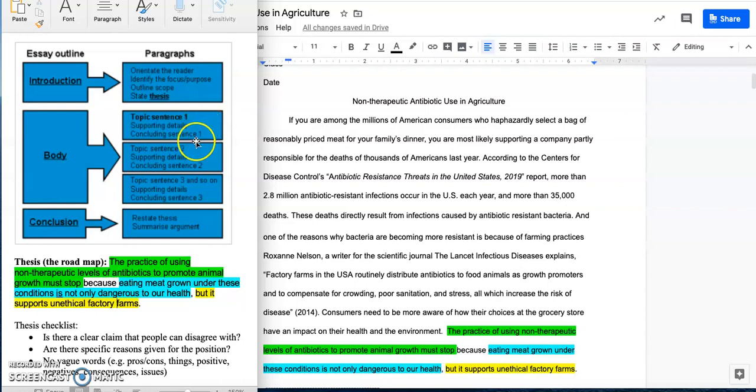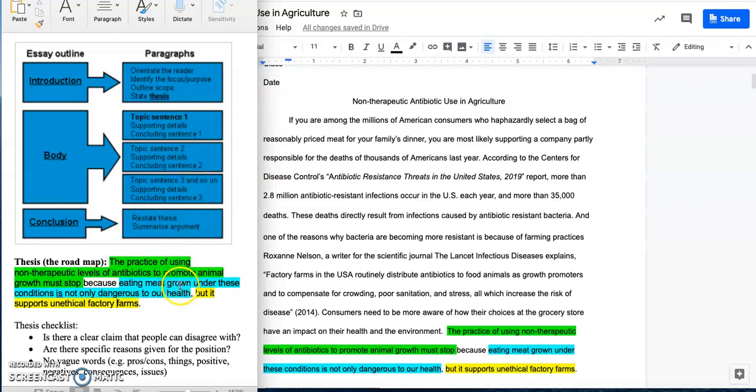So the other thing I like about this image is that it shows there are distinct places to develop the ideas. I want to have a specific place in my paper where I'm talking about why these levels of antibiotics are a problem. I'm going to have a second part of my paper, another whole different section, where I'm talking about the health factors. And another part of the paper where I'm going into ethical or unethical behaviors of factory farms. Distinctly different parts of the paper.